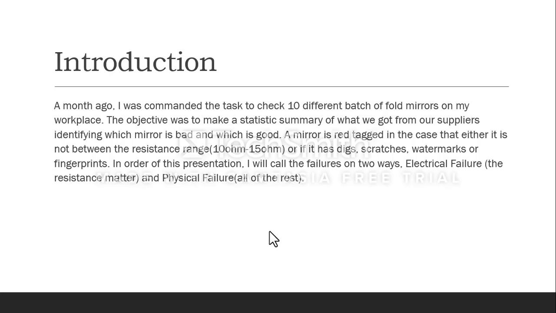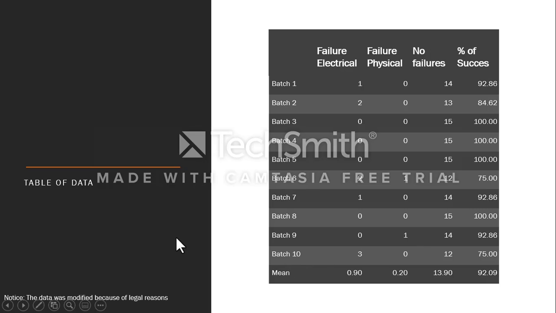The resistance range, I decided to call electrical failures, and the scratch, watermark, fingerprint, I decided to call physical failures, in order to make this presentation. Here we go directly to the data. So here is all the data that we had.